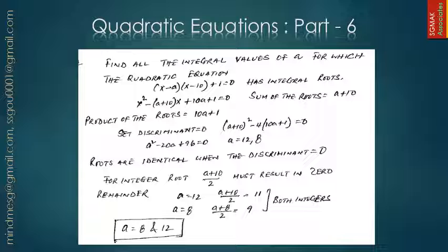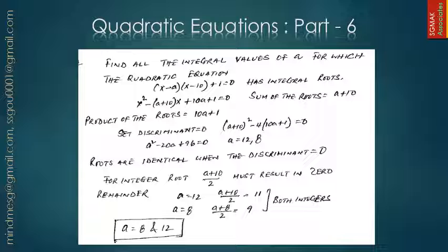And that equation has integral roots. So we rewrite the equation: x squared minus (a plus 10)x plus 10a plus 1 equals 0. So the sum of the roots is a plus 10, and the product of the roots is 10a plus 1. The discriminant is (a plus 10) squared minus 4 times (10a plus 1).